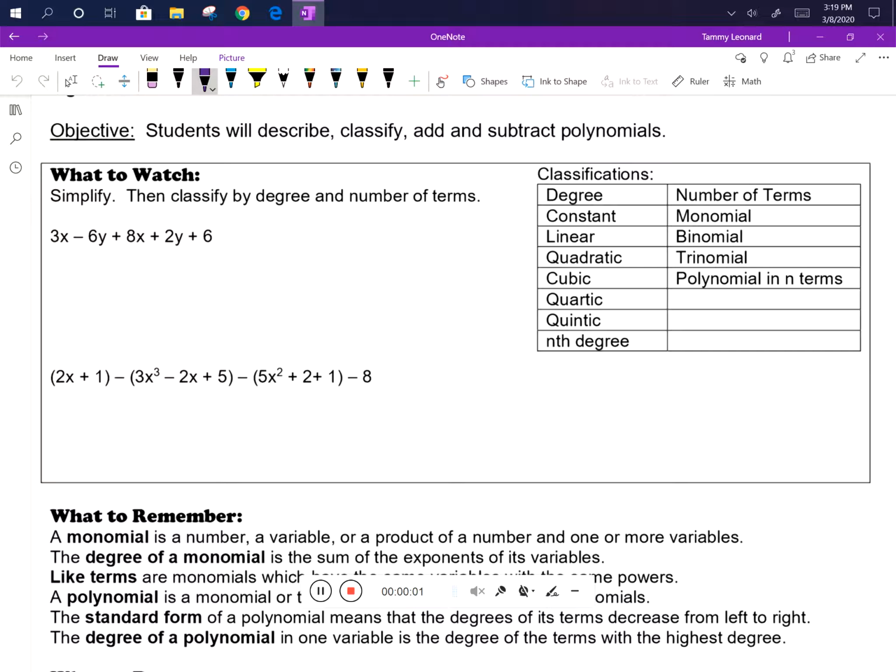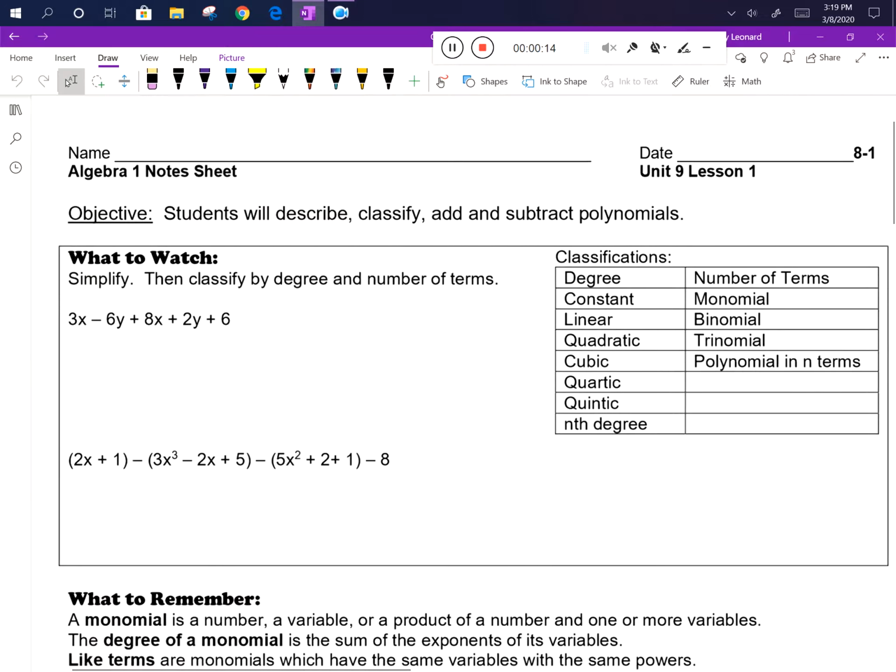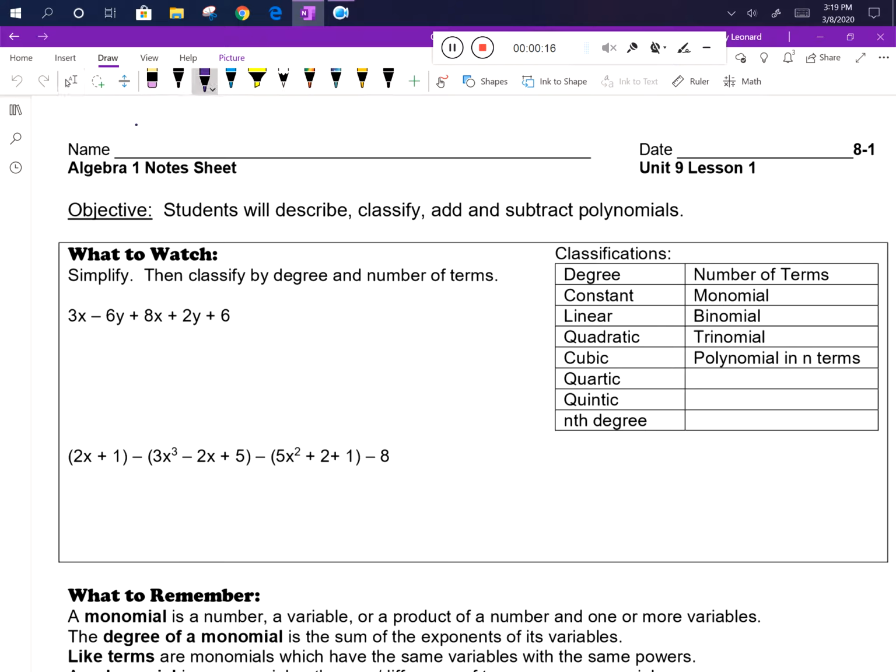In this lesson, we will simplify polynomials and then classify them based on degree and number of terms. So let's start by talking about what it means to simplify a polynomial. Typically, when we simplify, there's a few things that we want to accomplish.